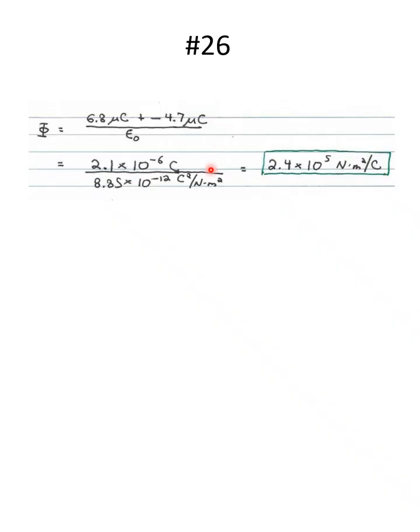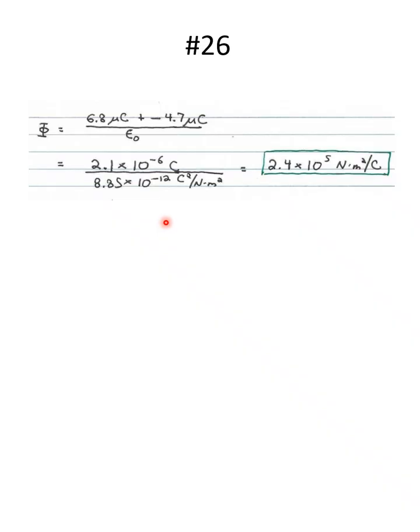So we add those two charges, the 6.8 plus negative 4.7, and we get 2.1 microcoulombs. Let's call that 2.1 times 10 to the negative 6 coulombs. We're going to divide by the permittivity constant, 8.85 times 10 to the negative 12, and we get a flux of 2.4 times 10 to the 5th Newton meters squared per coulomb.